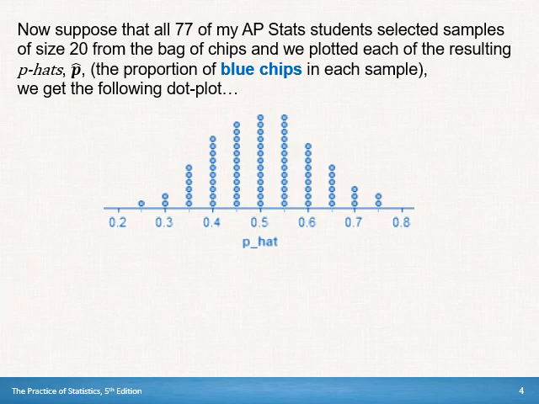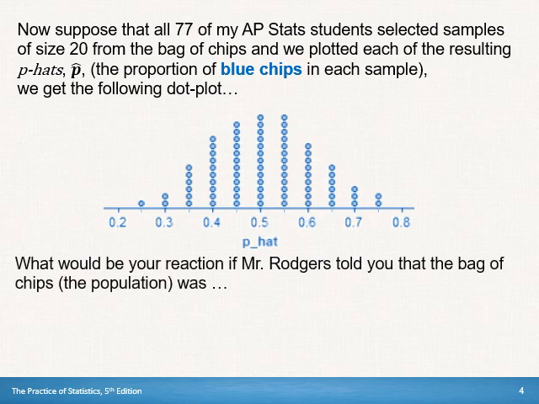Okay, so now, what if Mr. Rogers, because we don't know what the true proportion, the p value, of blue chips is in the population? The bag of chips that got passed around the room was the population, and we don't know what the true proportion of blue chips is in that bag.